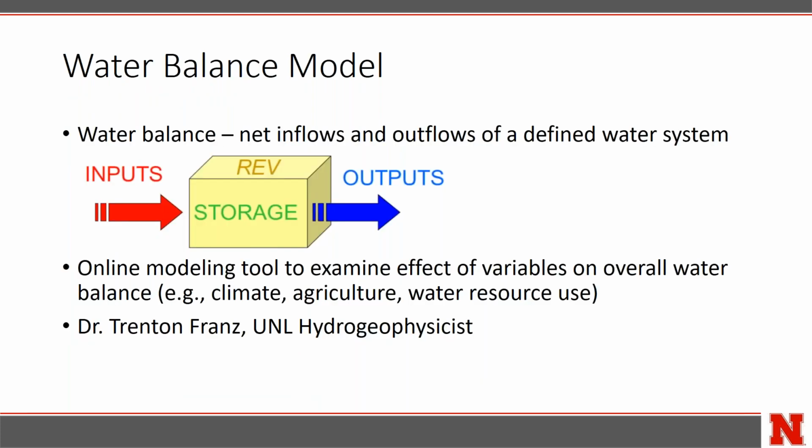Another one we use, which was developed by my colleague here at UNL and one of the co-PIs on the NSF grant, Trenton Franz, is a water balance model, which again is based on Nebraska data. So students are able to explore the potential impact of climate conditions and water resource use on groundwater levels and other variables.